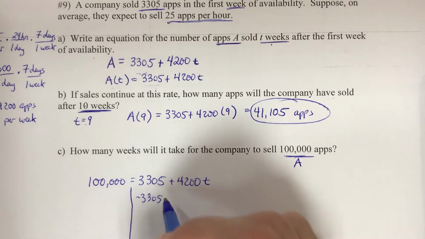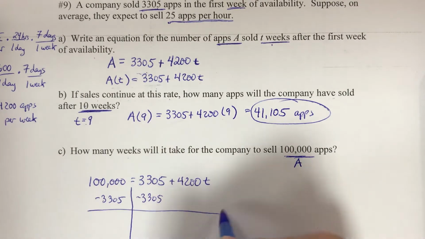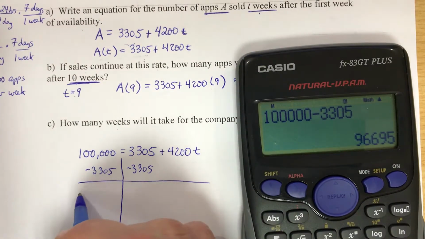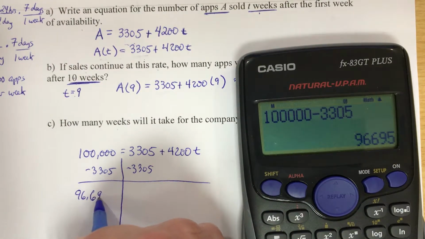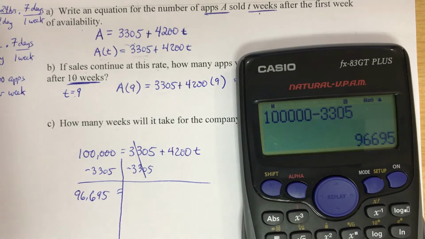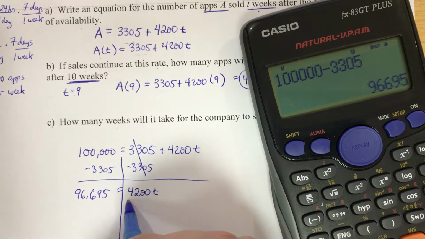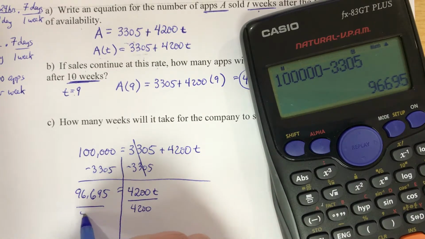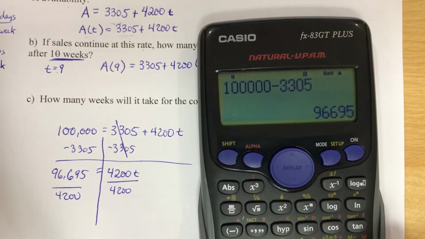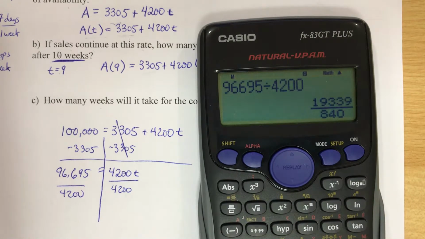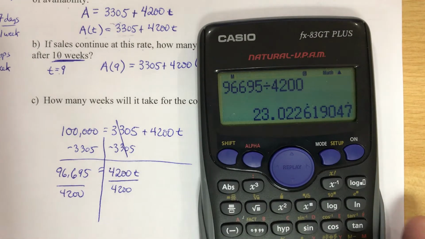So we would subtract 3,305. I'm going to use the calculator here. So that's 96,695 equals 4,200 times T. And then the last move here is to divide by 4,200. So 96,695 divided by 4,200, and as a decimal, that's approximately 23.